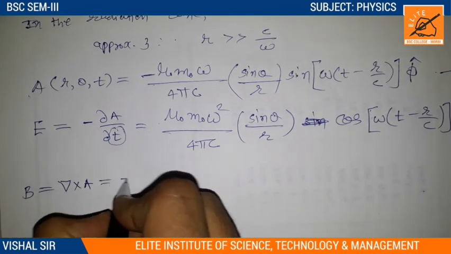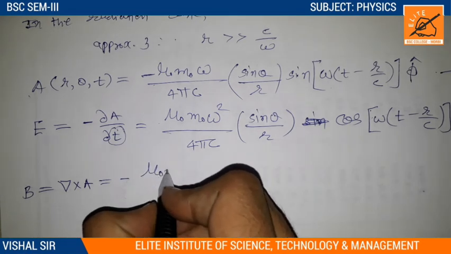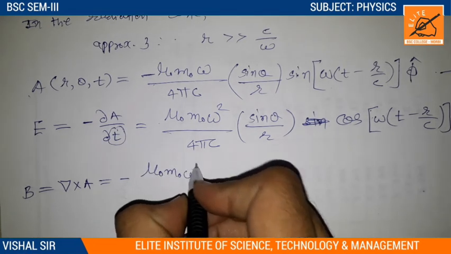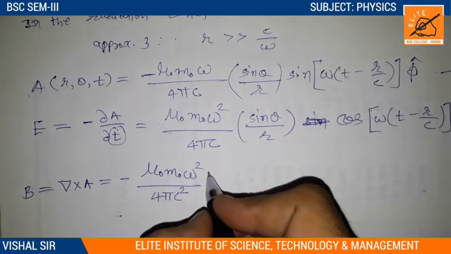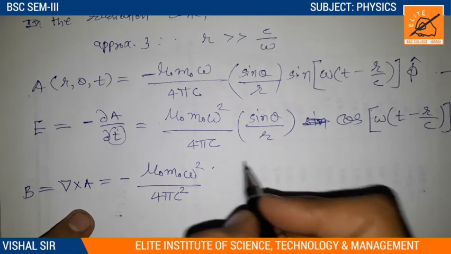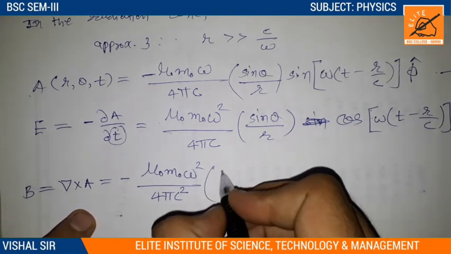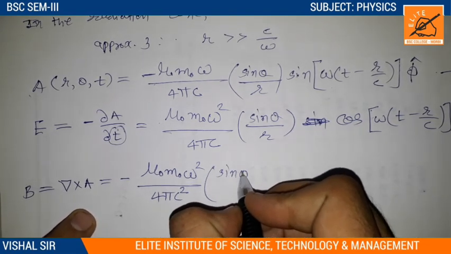So it is equal to minus mu 0 m0 into omega square upon 4 pi c square into, see here, is a cross product.